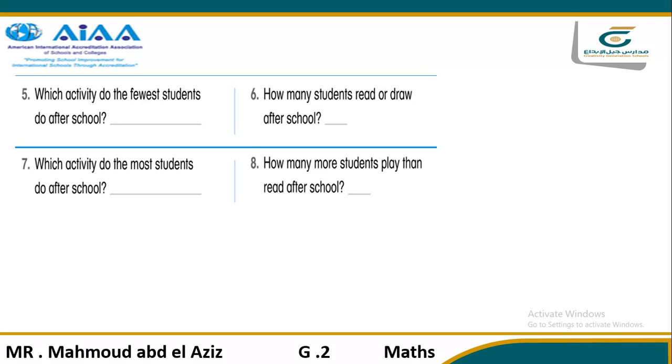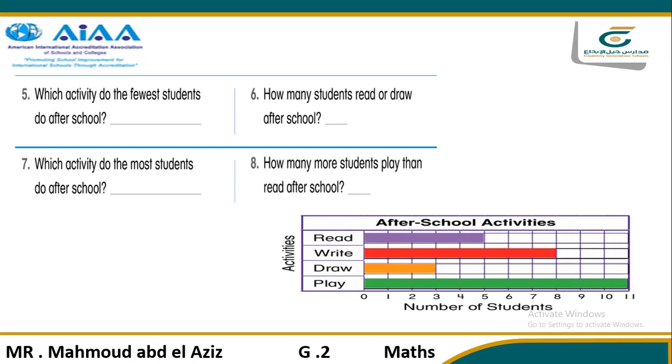Another question: which activity do the fewest students do after school? If you want to answer this question, you should remember our bar graph. This one here. What is the fewest number here? Excellent. It's number 3. Which activity equals number 3? It's draw. So here we will write draw.